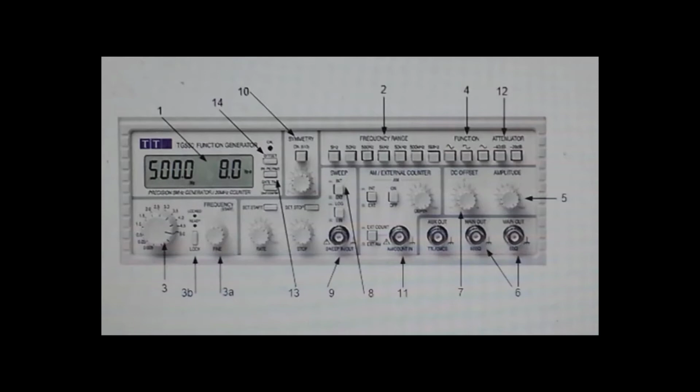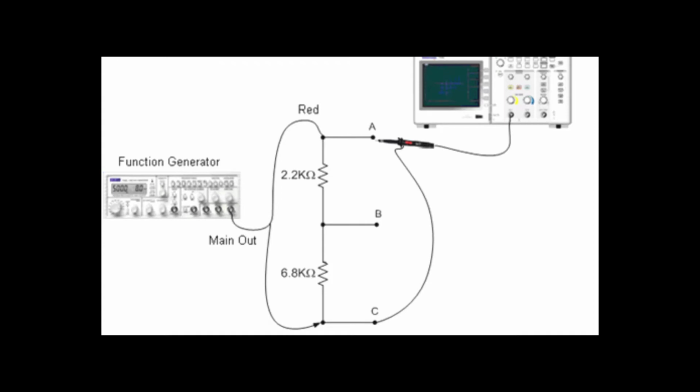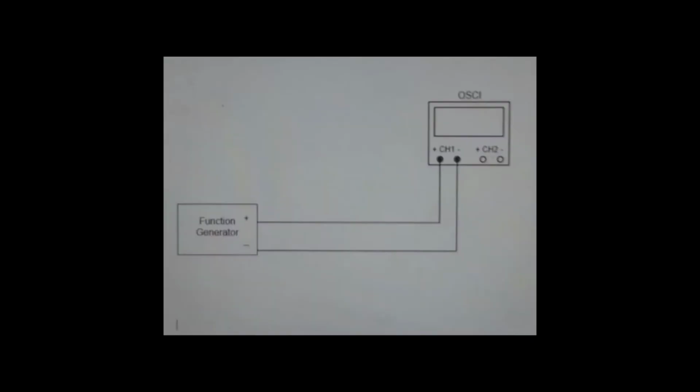Arrow 13 is a peak-to-peak RMS button. Its function is to switch between peak-to-peak and RMS value of voltage. The offset button is labeled as arrow 14. It is to switch the offset voltage. Here are some connection examples of function generator to oscilloscope and some electric component that you can see.